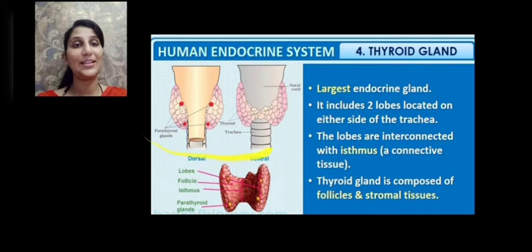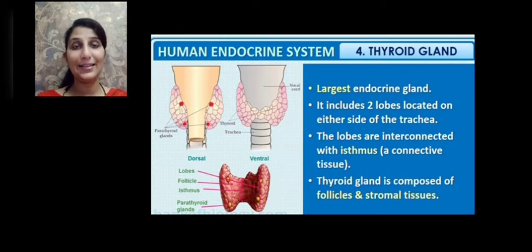In this figure, we can see the dorsal view and the ventral view of the thyroid gland, which is made up of two lobes, the right lobe and the left lobe. The lobes, present on either side of the trachea, are connected together by a connective tissue called the isthmus. The thyroid gland is made up of follicular cells and stromal cells. Follicular cells are the main cells present in the thyroid gland, which secrete the T4 and T3 hormones, which we are going to learn just now.